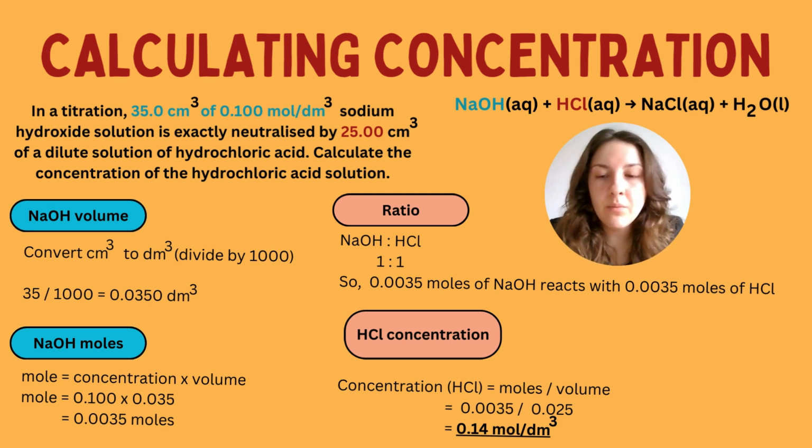Then we want to work out the moles that we have in this case. So the moles is equal to the concentration times the volume. So we're going to do 0.100 concentration times 0.0350 from the volume we've just worked out. And that will give us an answer of 0.0035 moles. Remember, this is for the sodium hydroxide, because that's the only thing at this point we can actually work out, because we don't have any other information for the hydrochloric acid. So we have to work with what we have first.